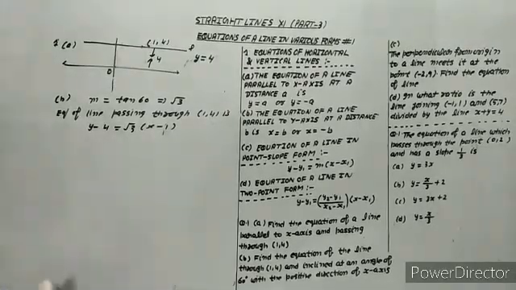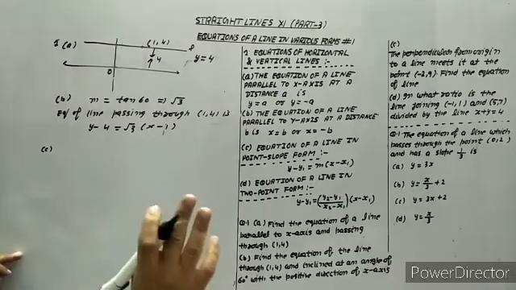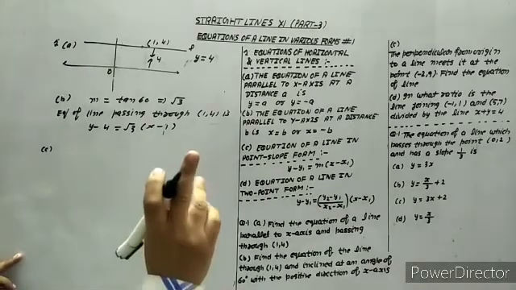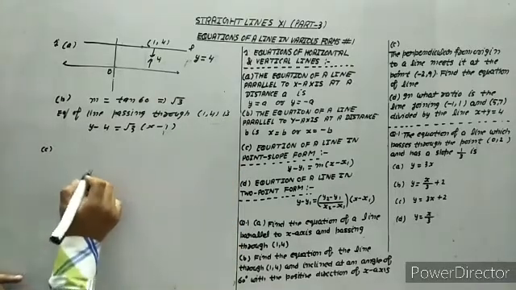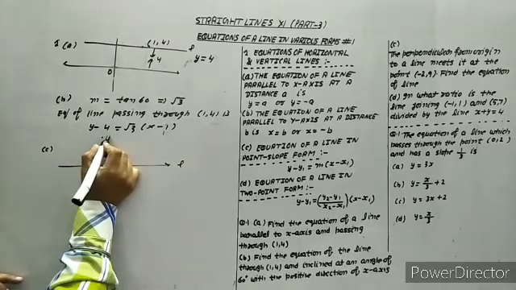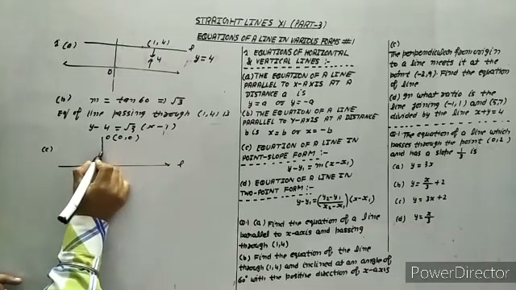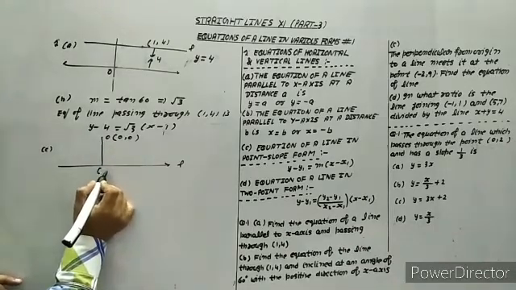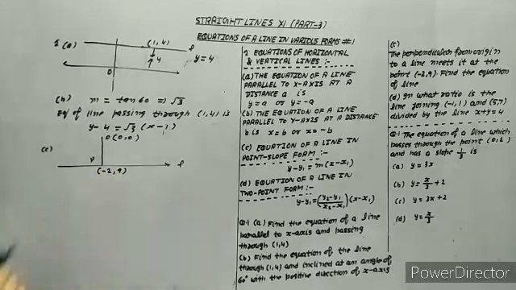Now let's start with the C part. In this C part we have to find the equation of a line. The perpendicular from the origin to a line meets it at the point (-2, 9). Find the equation of line L. Let us suppose this is the line L. This is the origin with coordinates (0, 0), and the perpendicular from this origin to this line meets it at (-2, 9). We have to find the equation of this line L.